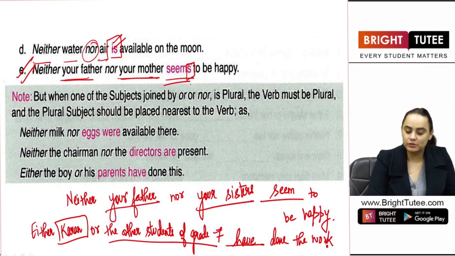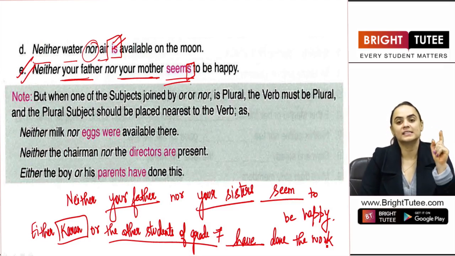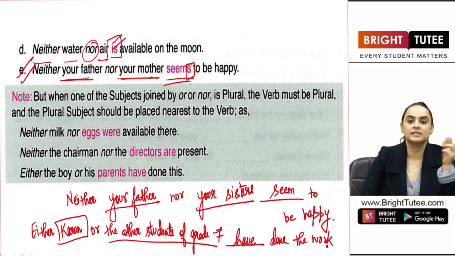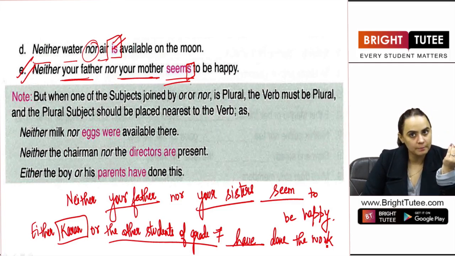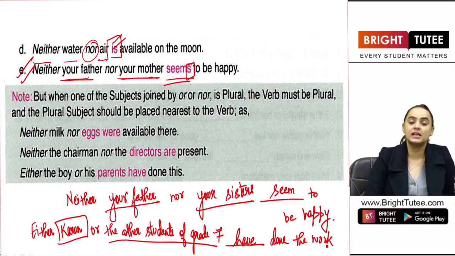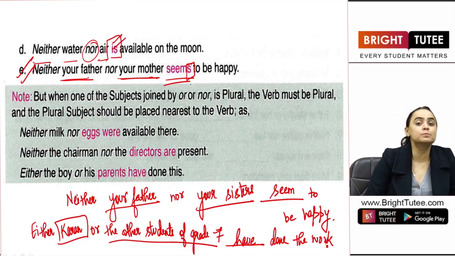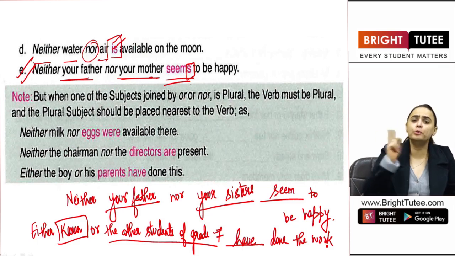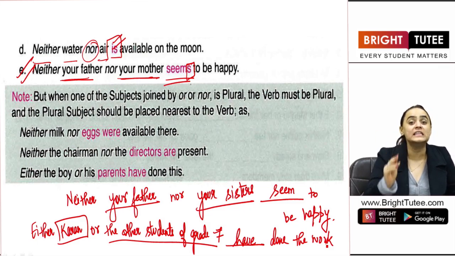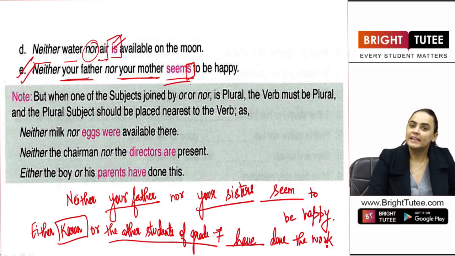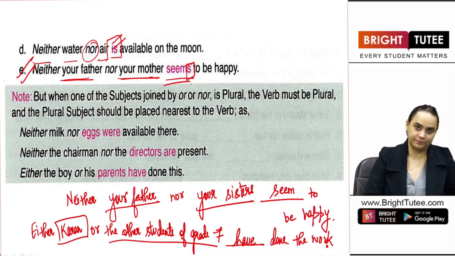Therefore, dear students, if in a sentence, two singular nouns are joined with one another using the conjunction or, nor, either or, neither nor, the verb will be singular. In a sentence, if one of the subjects is plural and the plural subject is placed near the verb, in that case, the verb will be plural in nature.